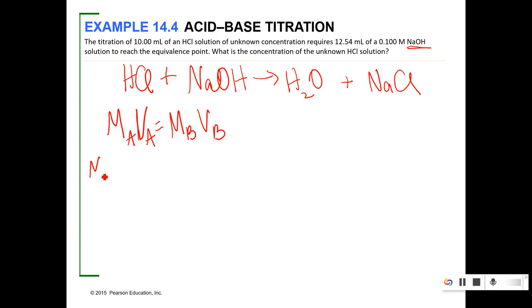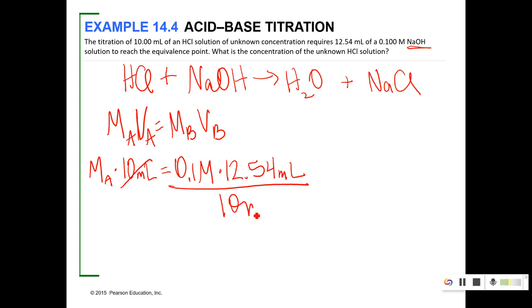Okay, so I've got Ma, I don't have it. They gave me 10 milliliters. They gave me 0.1 molar for sodium hydroxide and 12.54 milliliters. Now, I have seen people ask, how do I know which one's which? The base is OH, the acid starts with H. So I'm going to move this down here, divide by 10 milliliters. I get that the molarity is 0.125 molar for HCl.